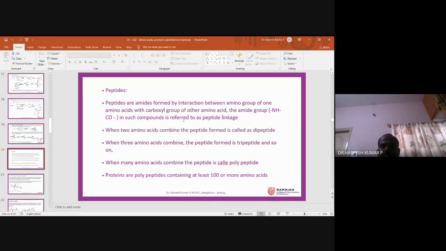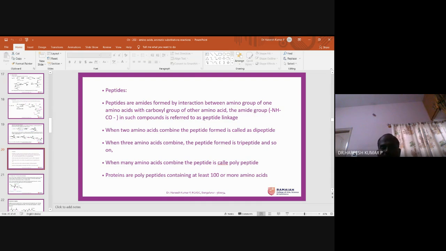Of course, it's also called an amide, but it is not in the case of two amino acids. If two amino acids are involved in an amide bond formation, that amide bond is called peptide bond. That linkage is called peptide linkage. Okay, this is the important thing you need to remember.